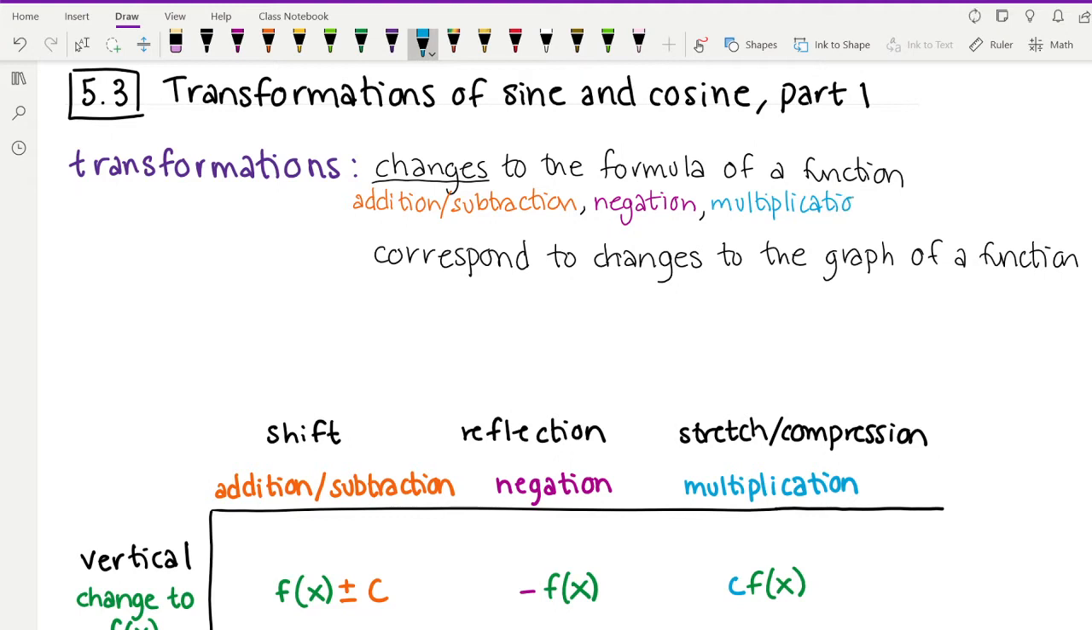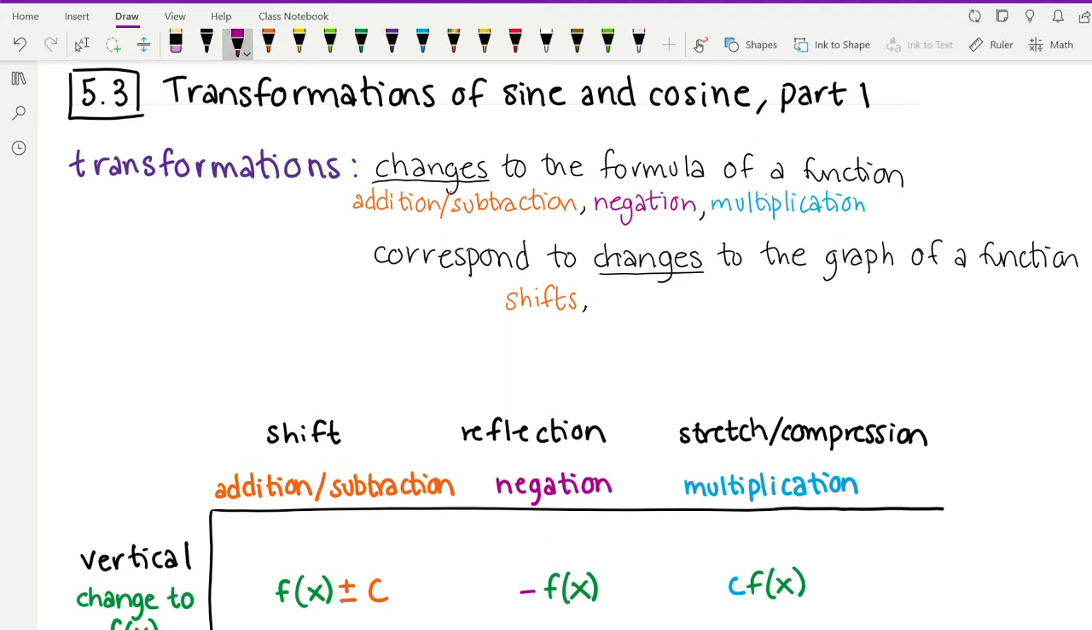And so each of those changes that you can make to the formula are going to change your graph in different ways. And so what kind of changes are you going to see in your graph? Well, you could see your graph get shifted. A shift just means that you're picking a graph up and moving it. You're not actually changing the shape of the graph at all. You're just literally moving your graph around.